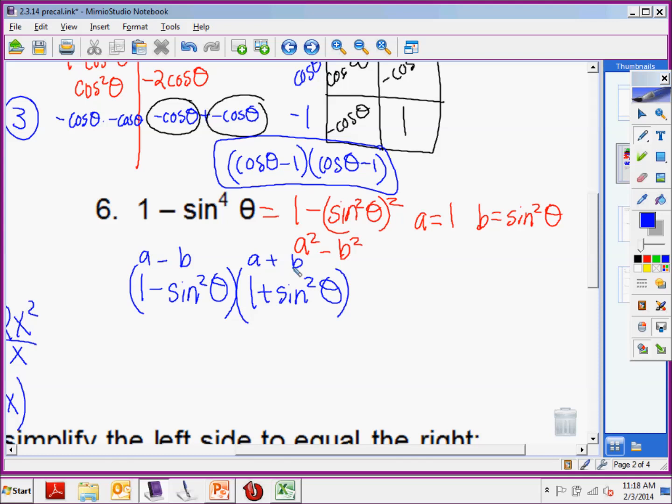As long as I know what my a and my b are, it's just a matter of plugging into the difference of squares rule.